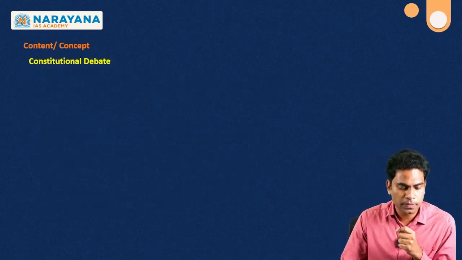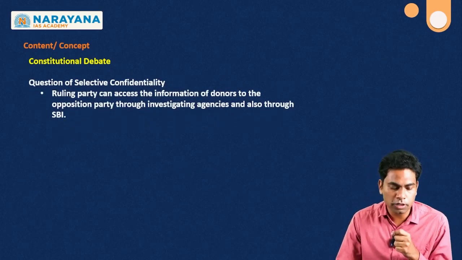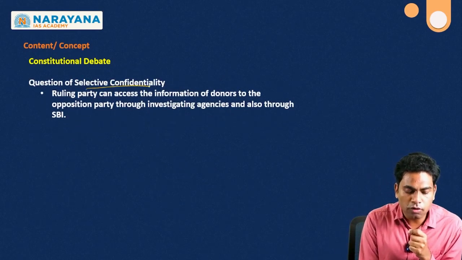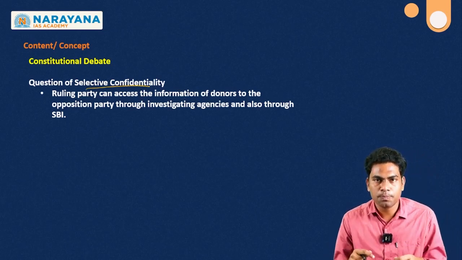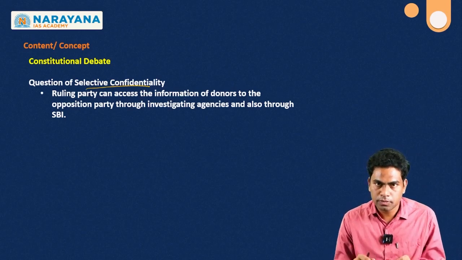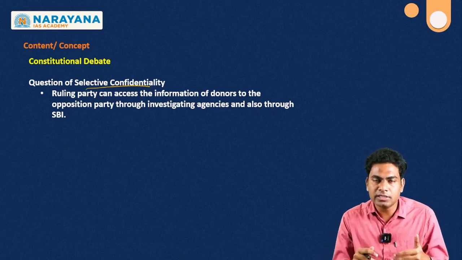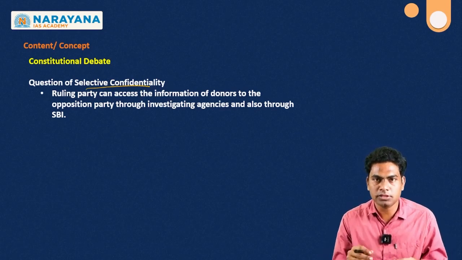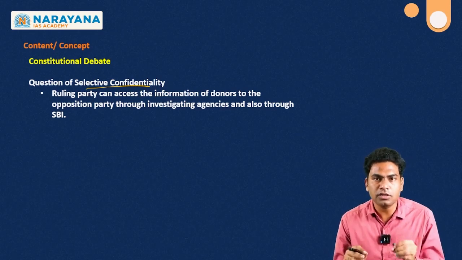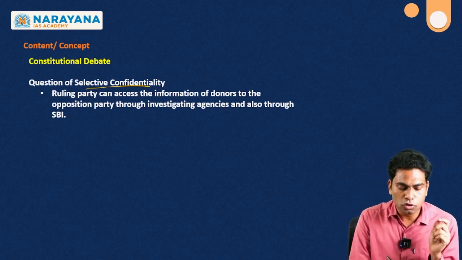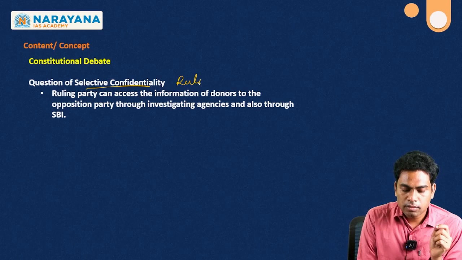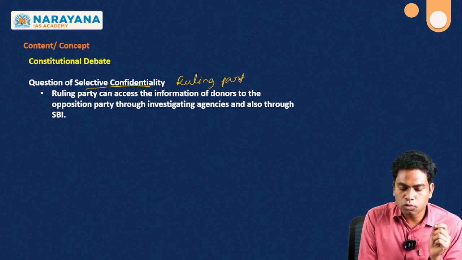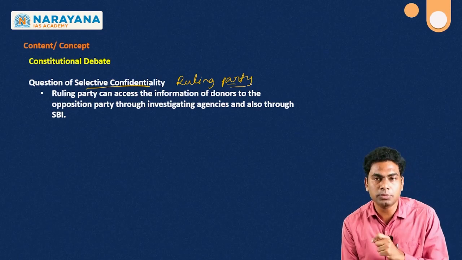Now, the constitutional debate, which is of importance for us. The question of selective confidentiality. There is an expression in the Supreme Court that the confidentiality is not absolute and the confidentiality is restricted. Why is it restricted? Confidentiality in the sense that we are seeing that the donors are anonymous. We are not disclosing the identity. There is a reason for not disclosing the identity. But the confidentiality is selective in the sense that the ruling party has the possibility to know the names of the donors. So that is the issue that has been raised.